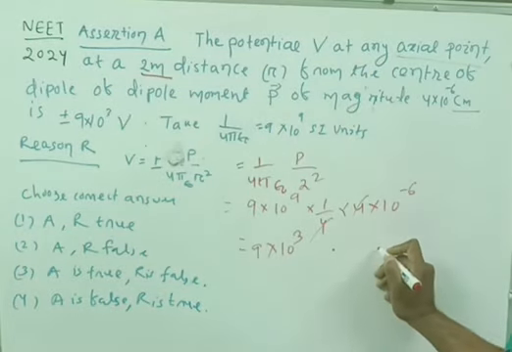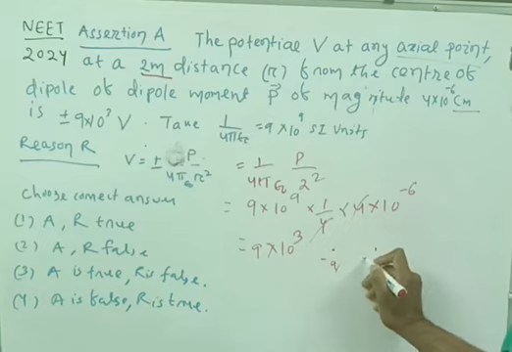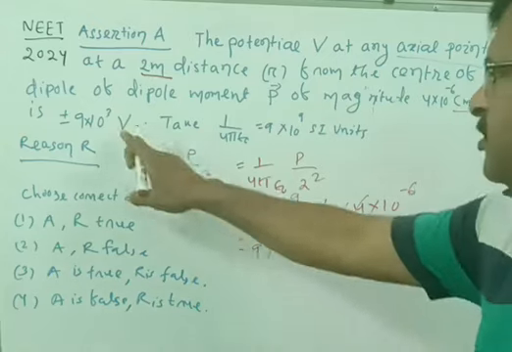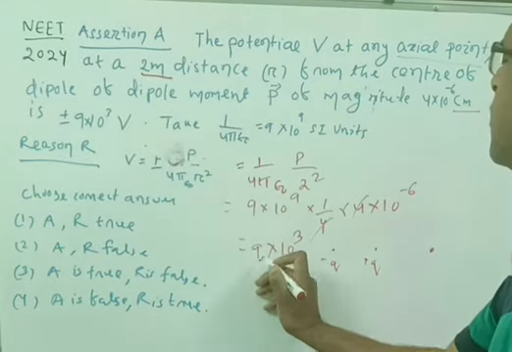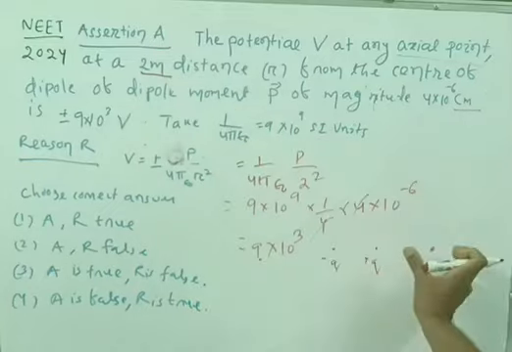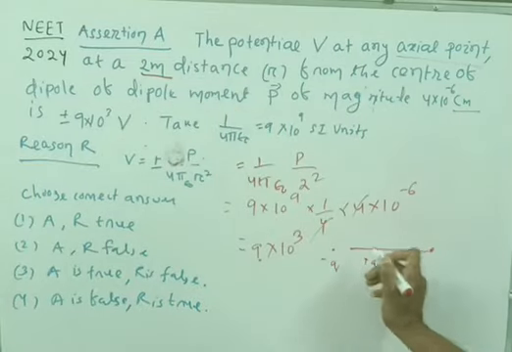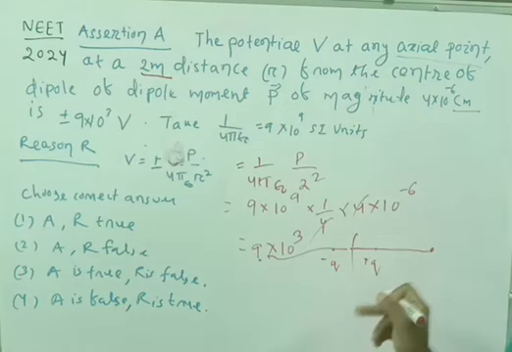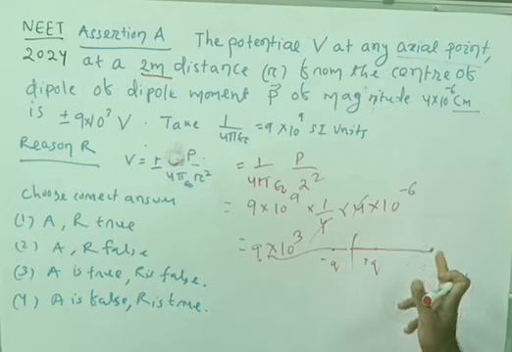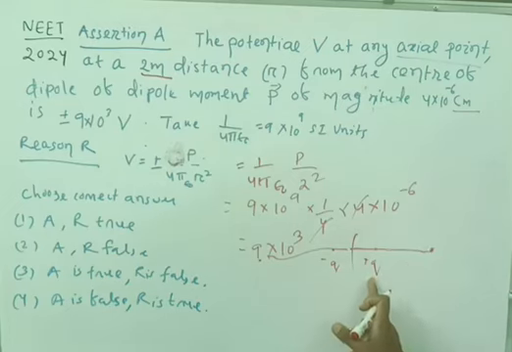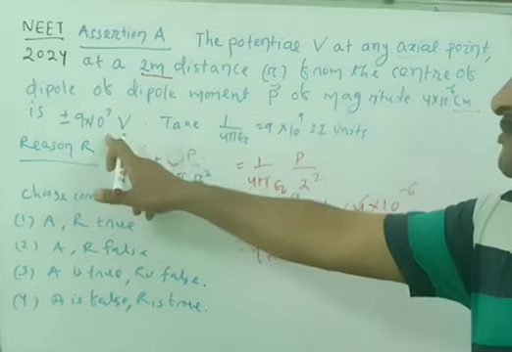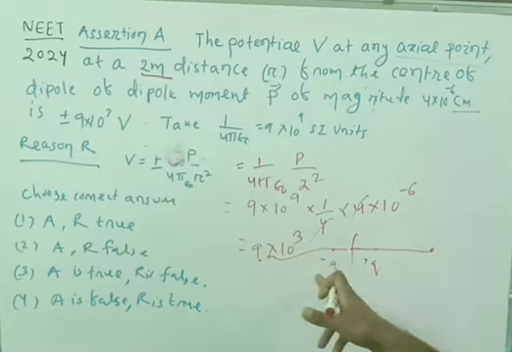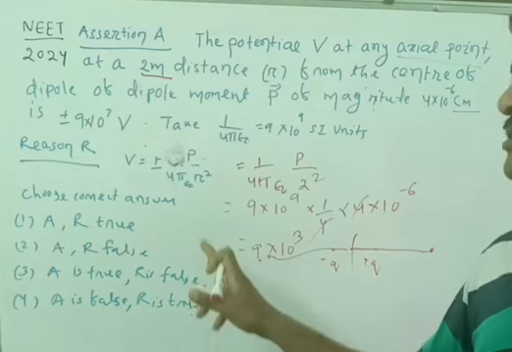If, suppose, this is the dipole system, minus Q and plus Q, and the axial point is here, this will be plus 9 into 10 to the power 3 volt. If this is on this side, the distance is 2 meter. This is the same distance. This is 2 meter and this is also 2 meter from the center of the dipole. But if the point is here at a distance of 2 meter in the direction of the positive charge, this will be positive 9 into 10 to the power 3 volt. If in the direction of the axis of the minus charge, it will be minus.